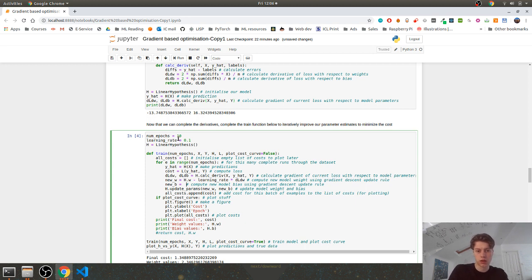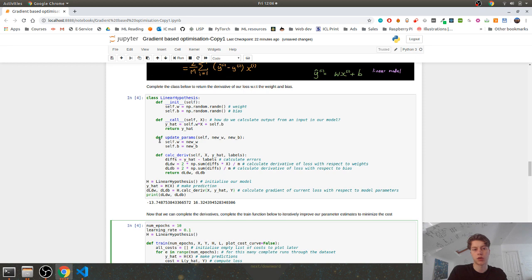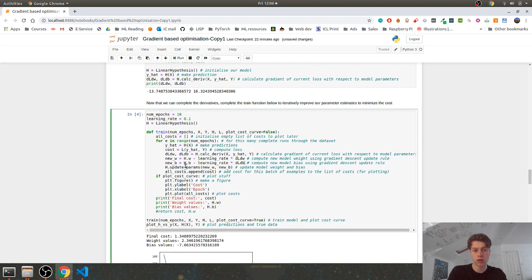And then we're going to do a similar thing here. Our new bias is just going to be what the bias currently is, shifted a small amount by the learning rate multiplied by the rate of change of the loss with respect to the bias, moved in the opposite direction to that. So that should be our update rule, and then we'll just use the method of our linear hypothesis to update params, which sets its weights and biases to whatever values we give it. So we'll update the model's parameters with the new weight and the new bias computed using the gradient descent update rule.